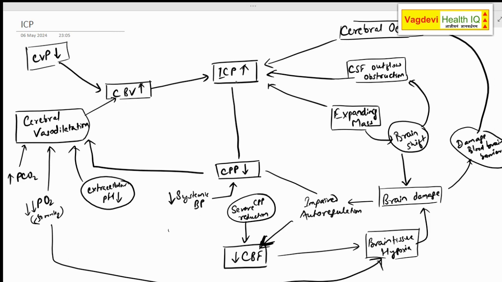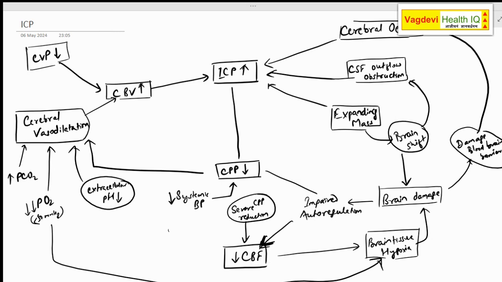More intracranial pressure is caused by more cerebral blood volume. It can be caused by lack of central venous pressure. More cerebral blood volume can be caused by cerebral vasodilatation. Chemically, in chemoregulation, low extracellular pH, very low PO2 and very low PCO2. Very low PO2 can cause brain hypoxic injury. Brain hypoxic injury can cause brain damage. Brain damage can cause impaired autoregulation. That in turn can cause low cerebral blood flow. Low cerebral blood flow can cause further brain tissue hypoxia.